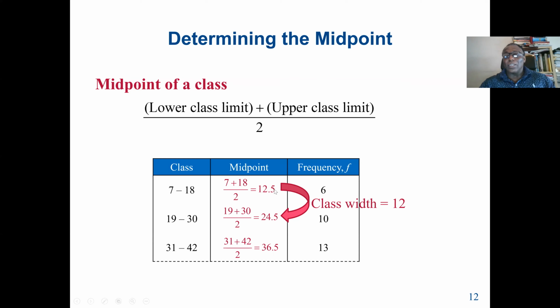And even when you find the difference between 12.5 and 24.5, we should get 12, because that is the class width. The same thing, 36.5 and 24.5, you should get 12. So even with the midpoint, the class width will remain the same throughout.